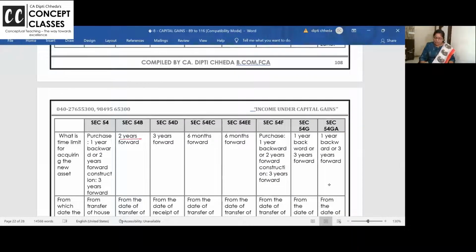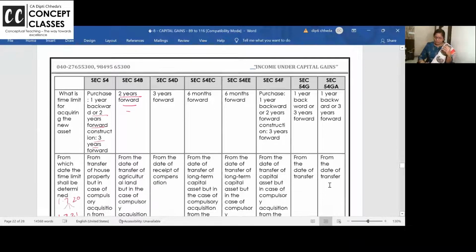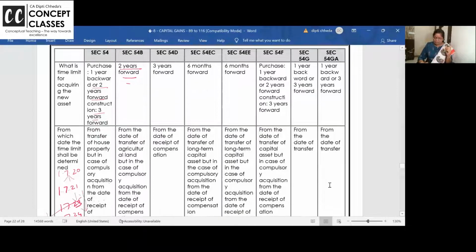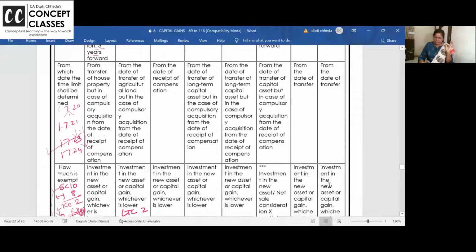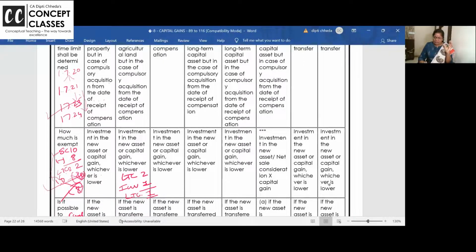So time limit is 2 years forward. Here 2 years forward was for purchase, 3 years for construction. So in 54B, what you have to sell? Urban agricultural land, city agricultural land. What you need to purchase? Urban or rural? City में land बेच के now you can buy the land in your village also. From the date of transfer, 2 years. But in case of compulsory acquisition by government, the day you receive the money. Investment in the new house or capital gain, whichever is lower, is exempt.